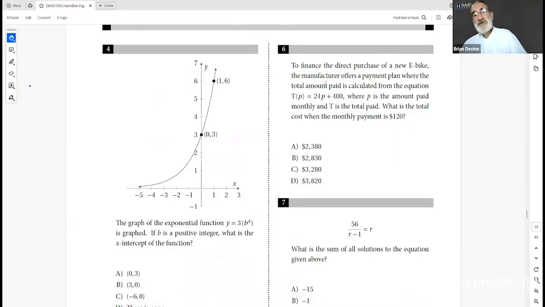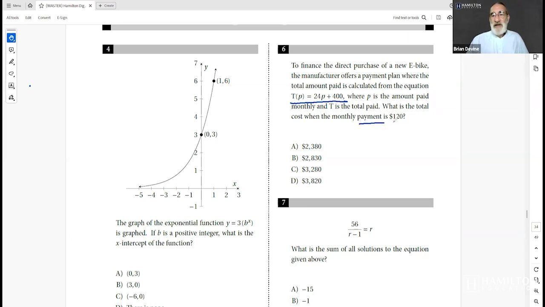Question number 6. To finance the direct purchase of a new e-bike, the manufacturer offers a payment plan where the total amount paid is calculated from the equation T of P equals 24P plus 400, where P is the amount paid monthly and T is the total paid. So you must put 400 down to start, is what that means when P is 0. So what is the total cost when the monthly payment plan is 120?